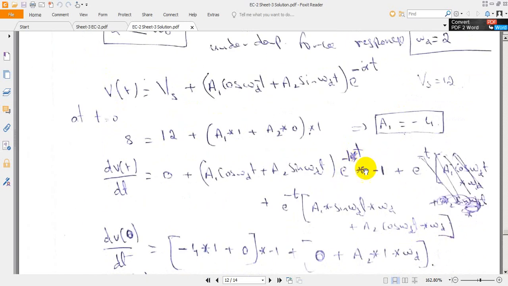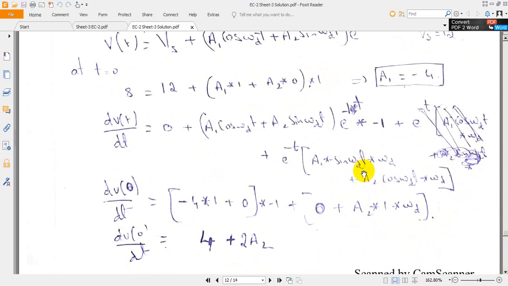E power minus alpha t is minus t into differentiation of this expression. Differentiation of this expression is A1 into minus sin omega d t into omega d plus A2 into cos omega d t into omega d. Again substitute t is equal to 0 in this expression.